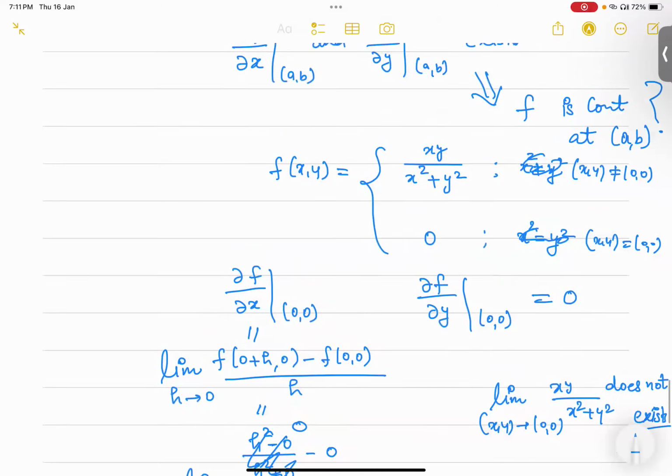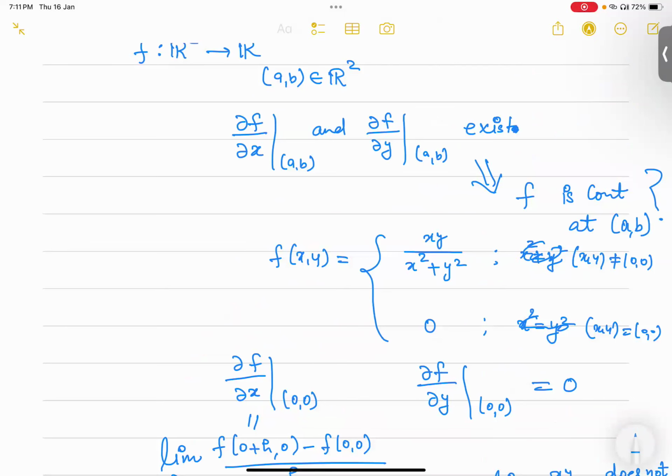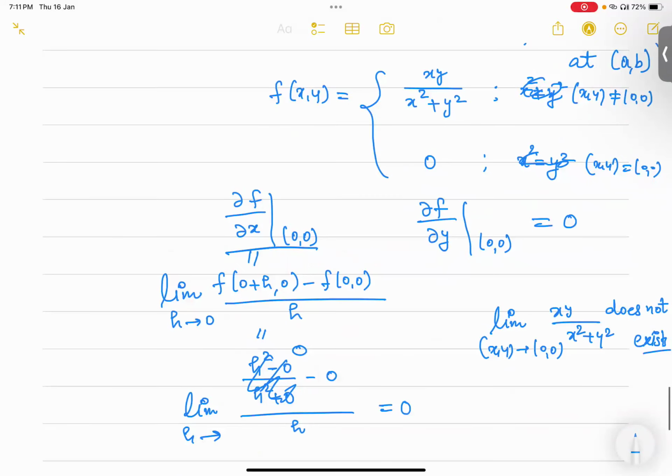We were asking for something more, continuity. Even this function is saying both partial derivatives exist. Still, the limit does not exist at that point. You can't even guarantee the limit at that point. Continuity is a little bit far from that, right?